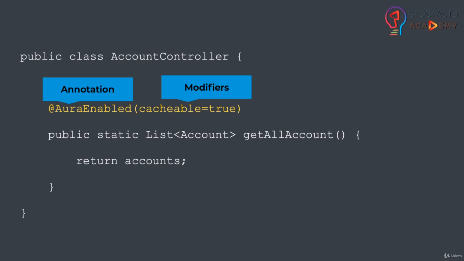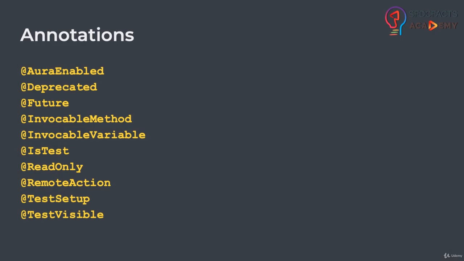In Apex, we have a number of annotations and the purpose of each of these annotations is different. Like we have already seen the purpose of AuraEnabled, which makes your method available to be used inside Lightning pages or inside the Lightning components or the Aura components. I have also talked about the deprecated annotation, and then we have the future annotation as well, which can help us to create future methods, which we will take a look at later on in this course.